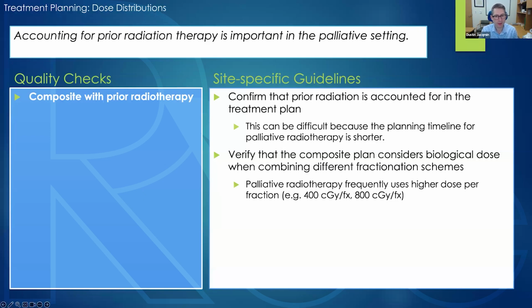It's also worth remembering that palliative radiotherapy often uses higher dose per fraction, so like 400 centigray or 800 centigray per fraction. And so when adding doses together, it's important to use EQD2 or some other radiobiological correction to make sure that you're adding dose in a way that reflects the biological effect on the patient.